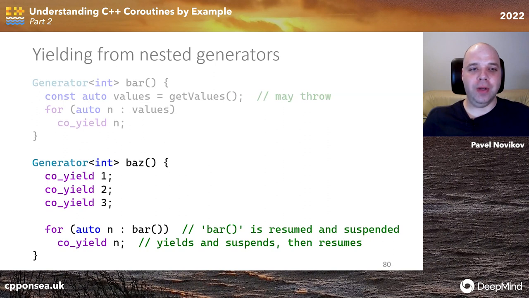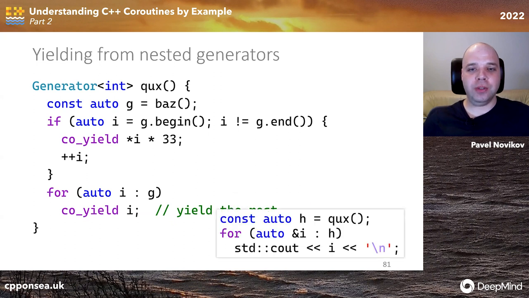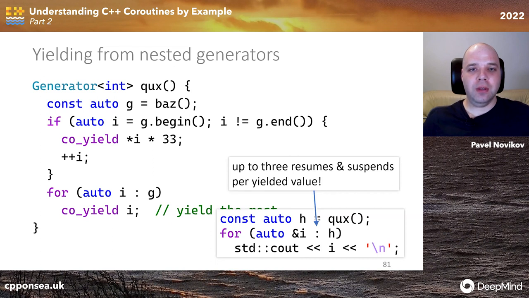Another generator yields some fixed values, and after that yields every value that it gets from the bar generator. So at this point we have one level of nestedness, but we can go deeper. We can have a third generator that constructs a bus generator, an instance of bus generator. It yields a modified first value from the bus generator, and it doesn't care about the rest of the values from that generator, and yields the rest of the values unchanged. So at this point, we have up to three levels of resumption and suspension, which is not free, which is somewhat expensive, and we would like to deal with that.